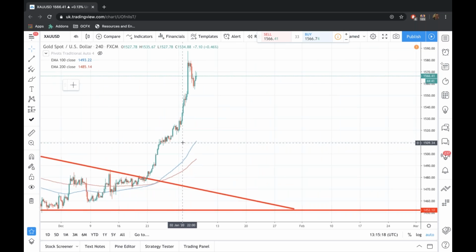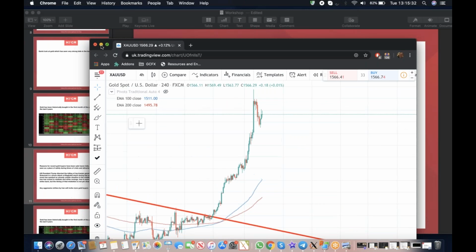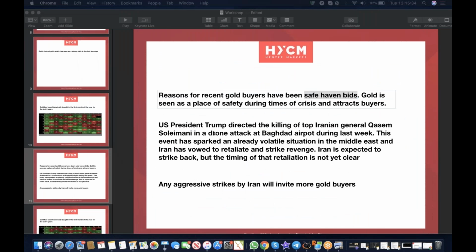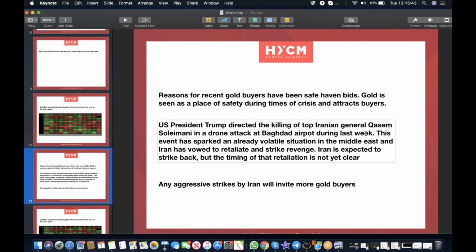Okay, you can see here 3rd of January, strong move up, and then a strong spike up on the 5th of January here when the market opened. Now, this was the trigger. The trigger for that was US President Trump directing the killing of a top Iranian general, Qasem Soleimani, in a drone attack at Baghdad airport during last Friday. Okay, so this event has really sparked a volatile situation in the Middle East.